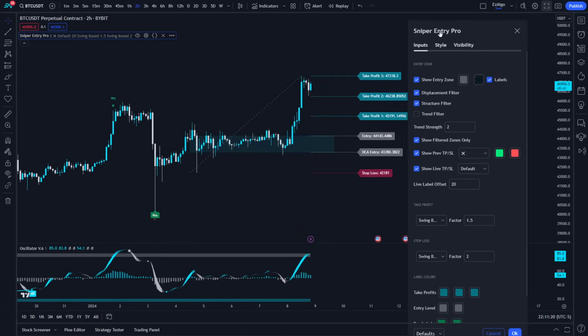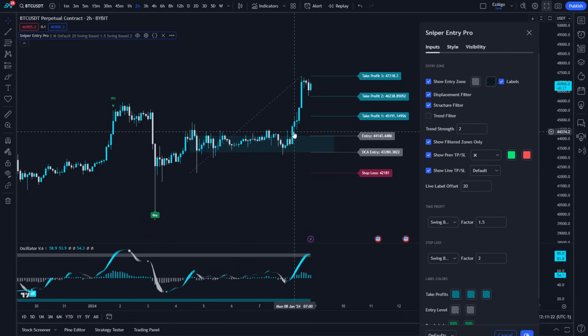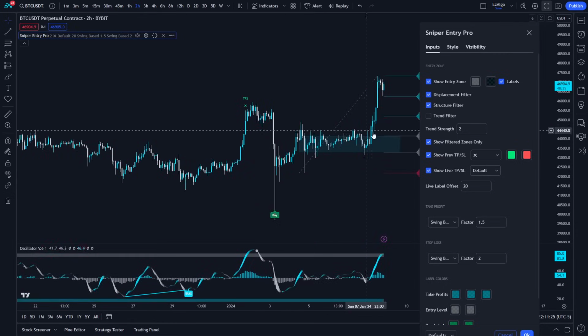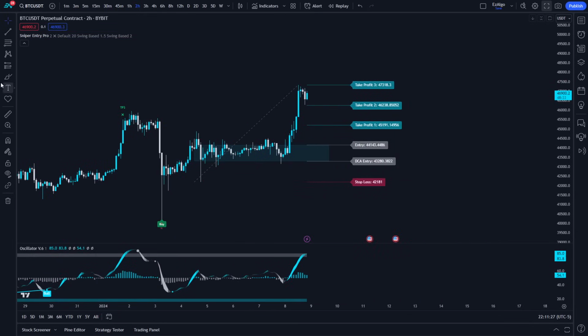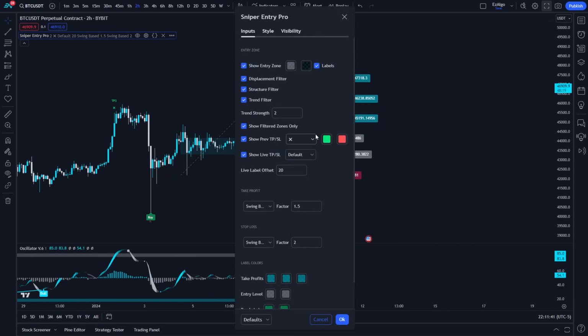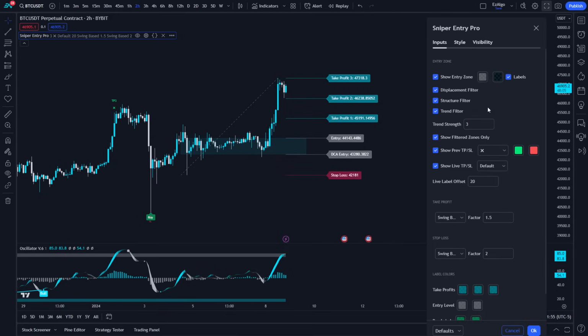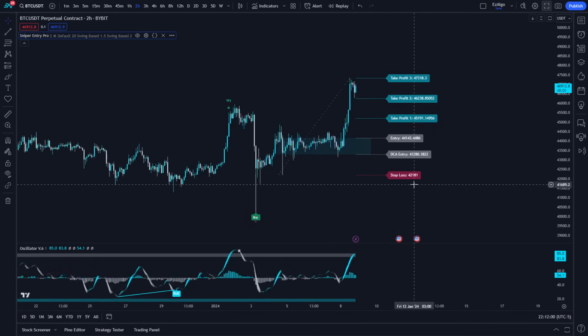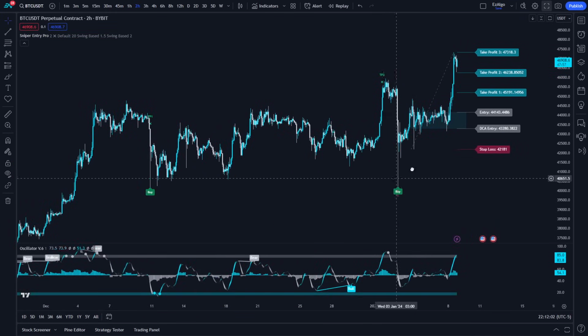Below that, we have a structure filter. Anytime there's a structure shift in the market, it will show those entry zones. For example, right here, you can see we have a clear structure break to the upside with displacement, so that zone is still showing here with those two filters. And then finally, we have a trend filter, 1 through 3, 1 being the weakest trend and 3 being the strongest trend. Now this incorporates higher time frame flat-back Heikin-Ashi candles, which is a confluence that makes up the trend dashboard in the regular EzAlgo indicator.